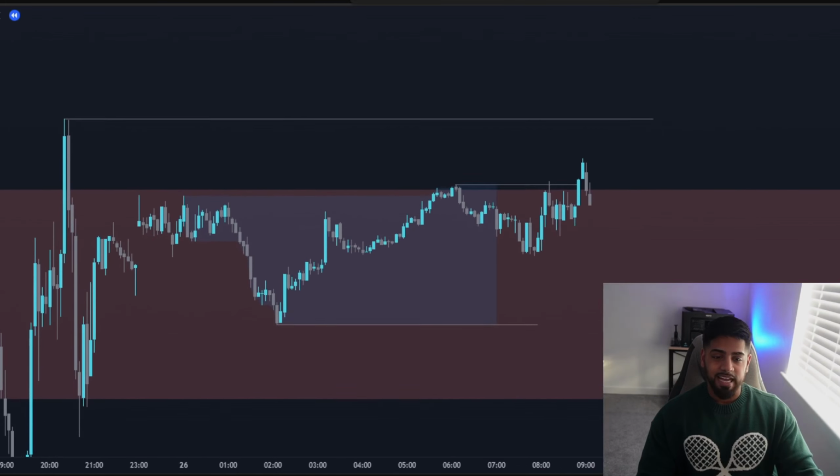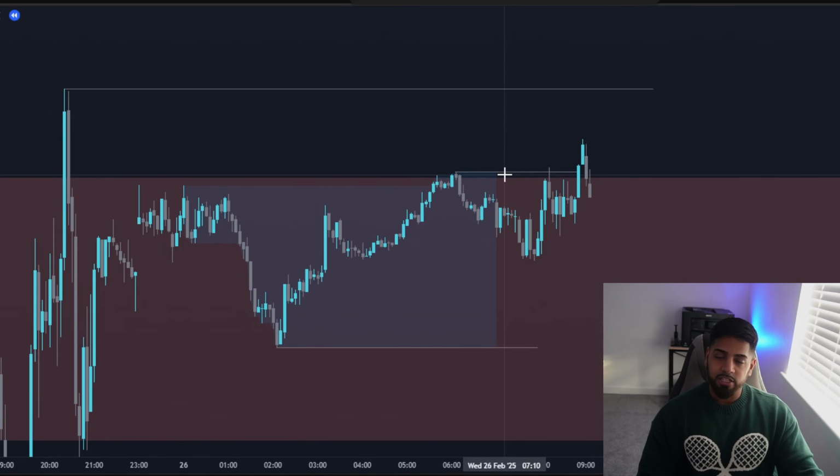So what this means is that if we go ahead and take out the Asia high, which we've now just done, and we go ahead and take out yesterday's daily high, it gives us more confluence that price is now going to go and drop to the downside.